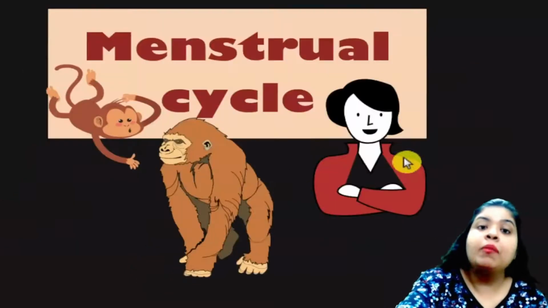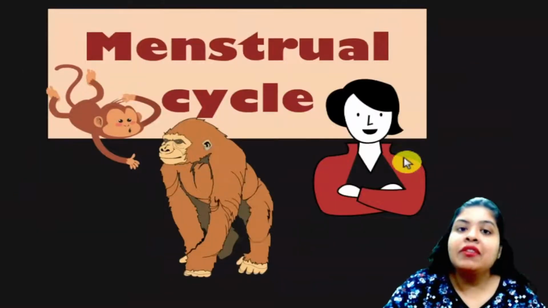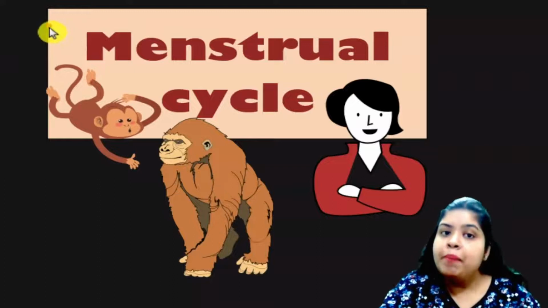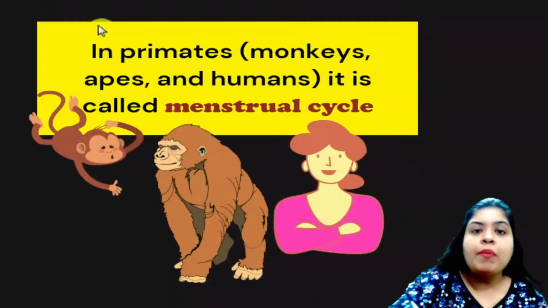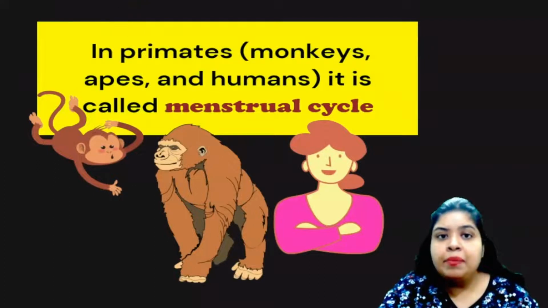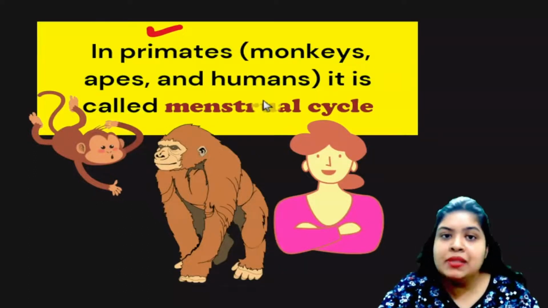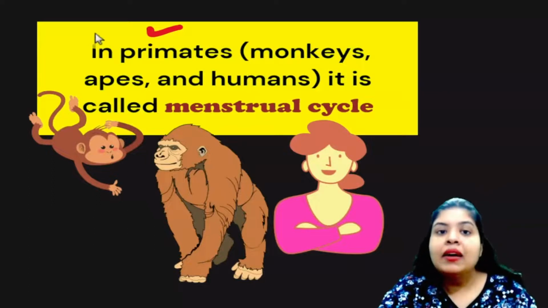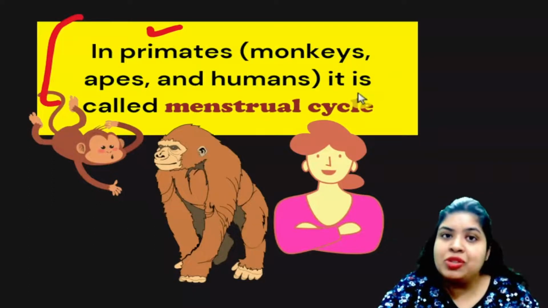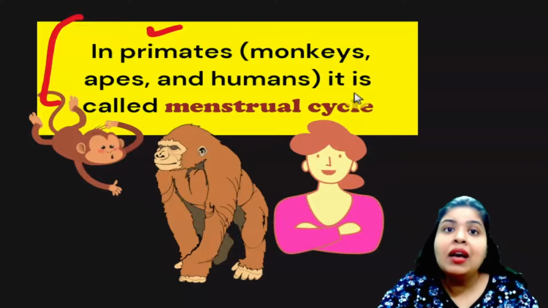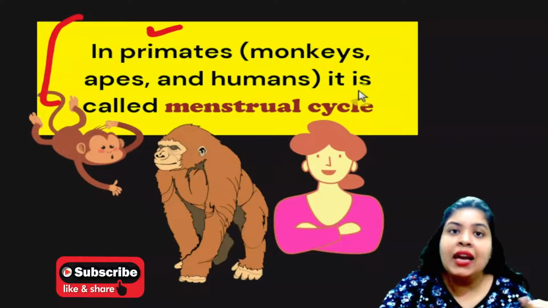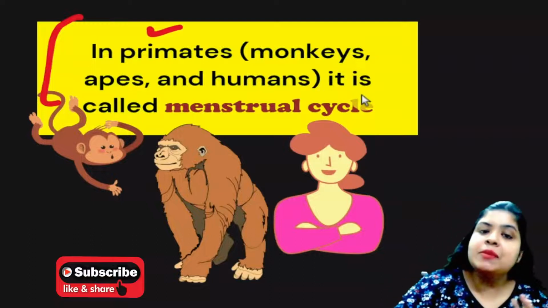Okay, but when we talk about primates, they have another cycle which you call the menstrual cycle. So the menstrual cycle is seen in primates such as monkeys, apes, human beings also have this menstrual cycle. So this is the cycle which is the reproductive phase for the mammals or the primates. Okay, when we talk about the primates, they have the menstrual cycle. When we talk about the non-primate mammals, then they have the oestrous cycle. Okay, I hope this much is clear.